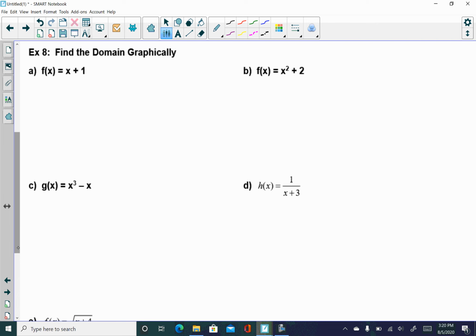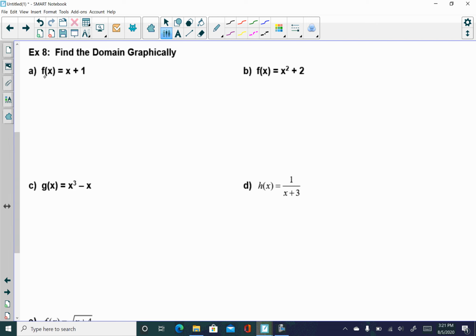Okay. Let's move on down to example 8. I'm going to probably do this throughout this entire set of notes, but if at any time you want to pause it so you can try one on your own, feel free, okay? So looking down here, example 8, find the domain graphically. A couple of the first ones you should know without having to put in your calculator, but if not, you can certainly put it into y equals and graph it.